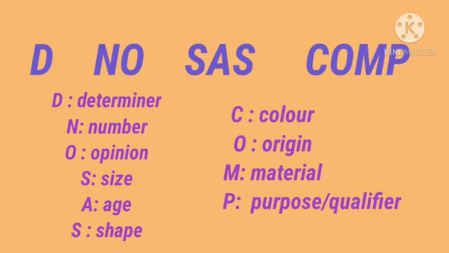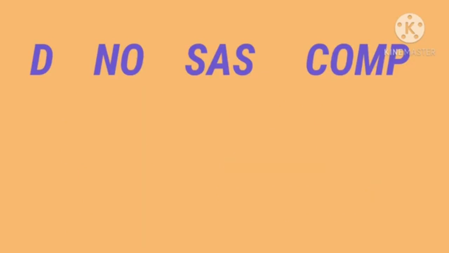That is, D refers to determiner, N number, O opinion, S for size, A for age, and S for shape, C for color, O for origin, M for material, and P for purpose or qualifier. D, no, SAS, comp. Determiner, number, opinion, size, age, shape, color, origin, material, purpose or qualifier.